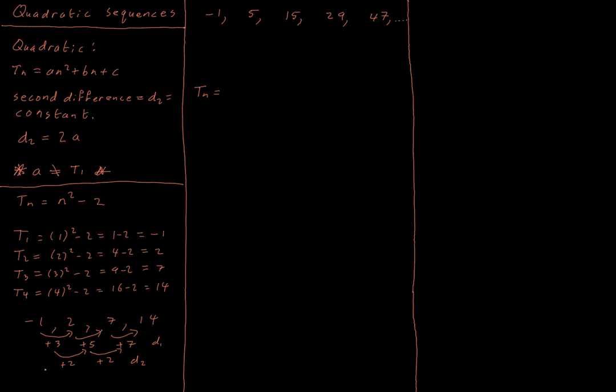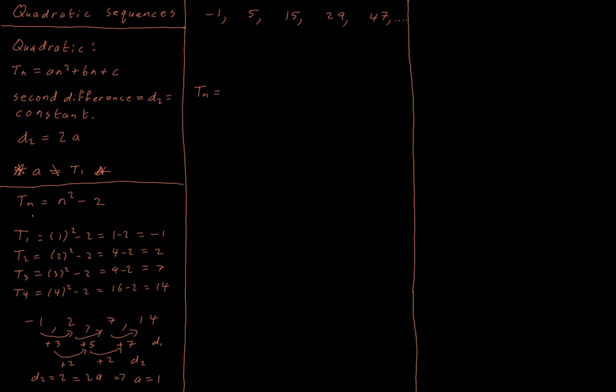And again, we would know that D2 would be equal to 2a. So 2 is equal to 2a. So we know that a is equal to 1. And we can see that in the formula. The coefficient of the n squared term is 1. So we'd have 1n squared. So that is what we've got for our introduction to a quadratic pattern.